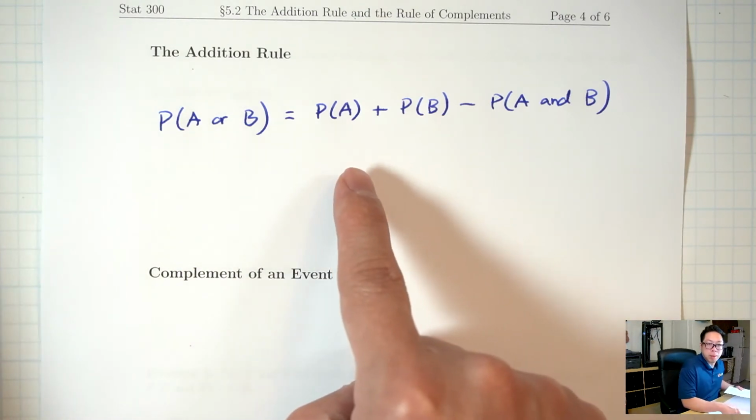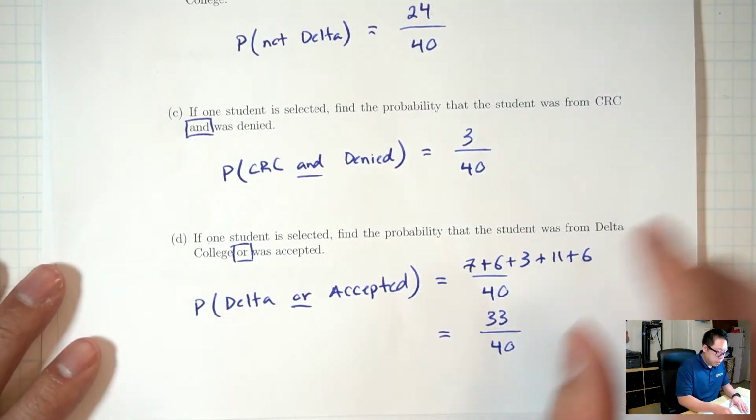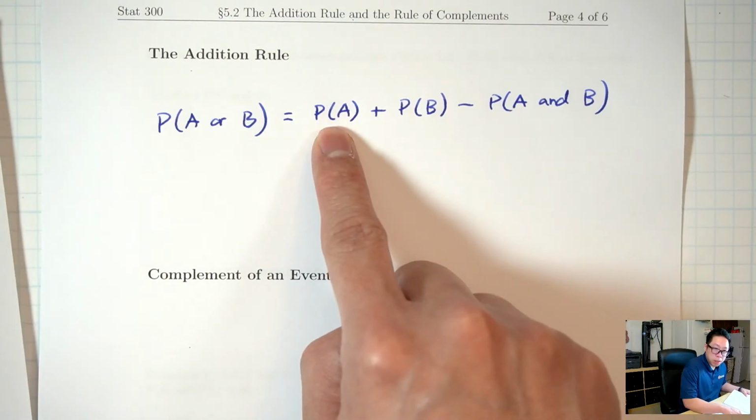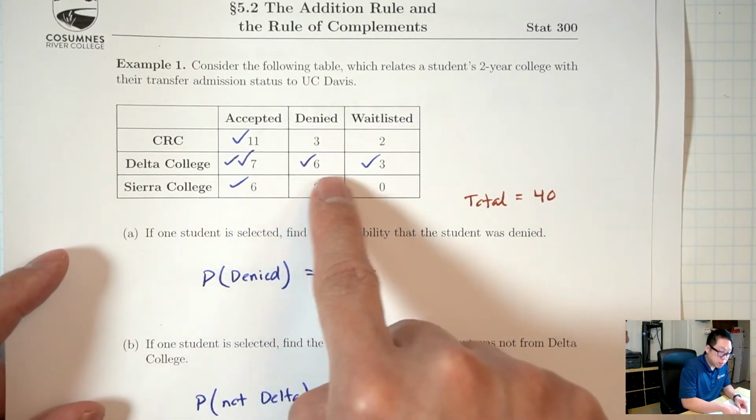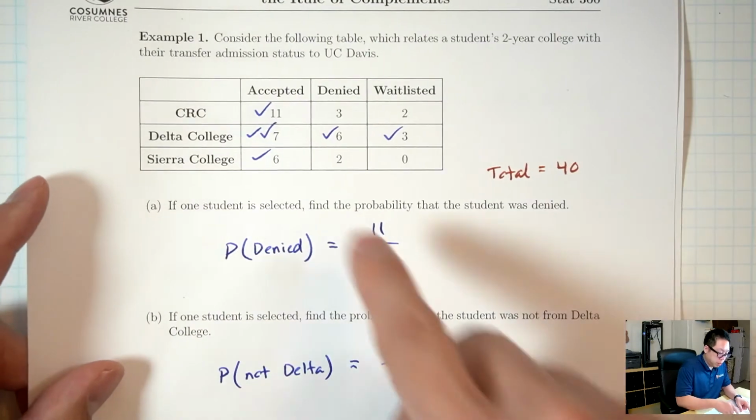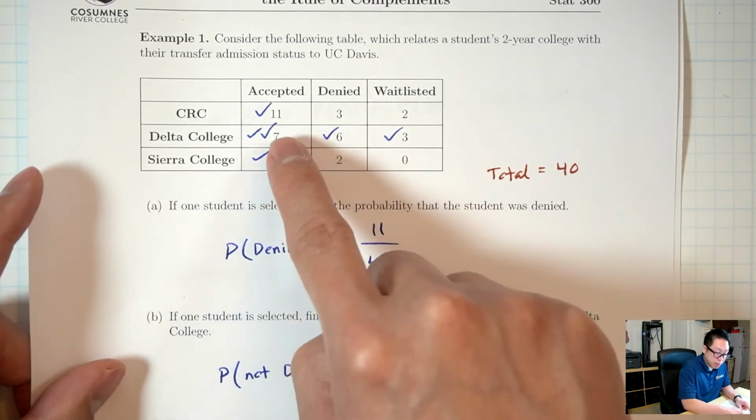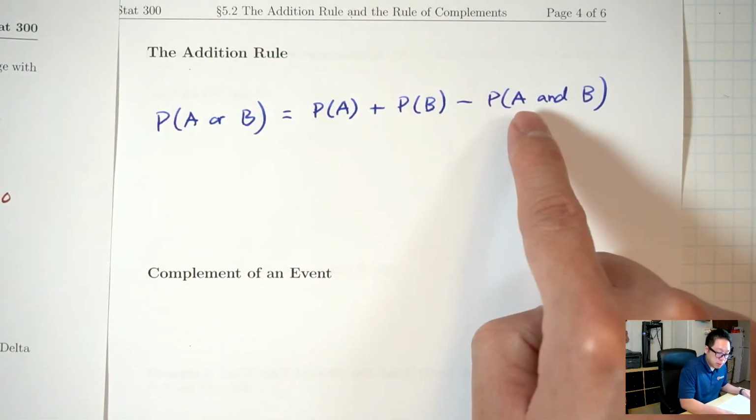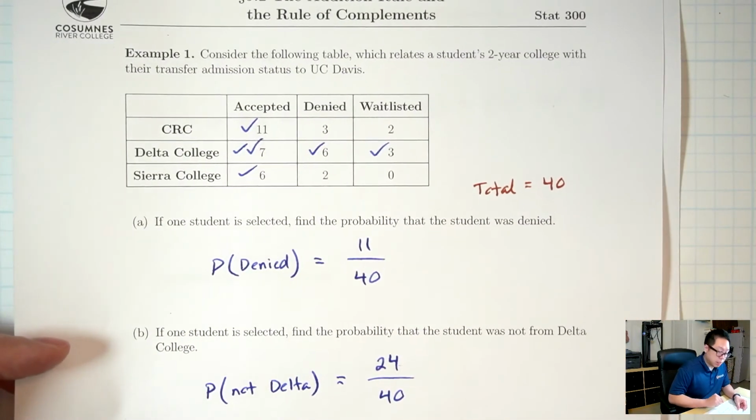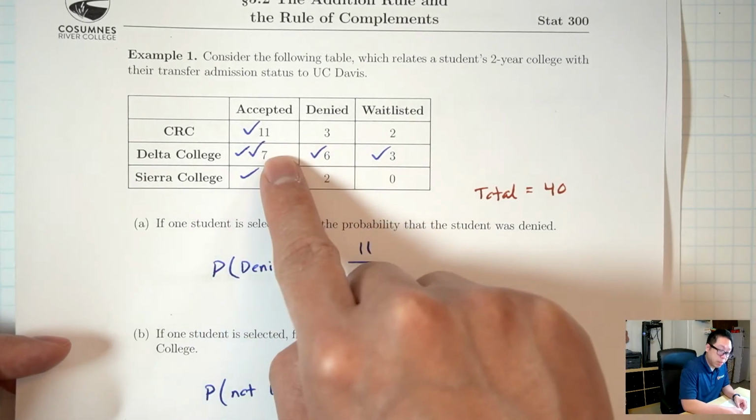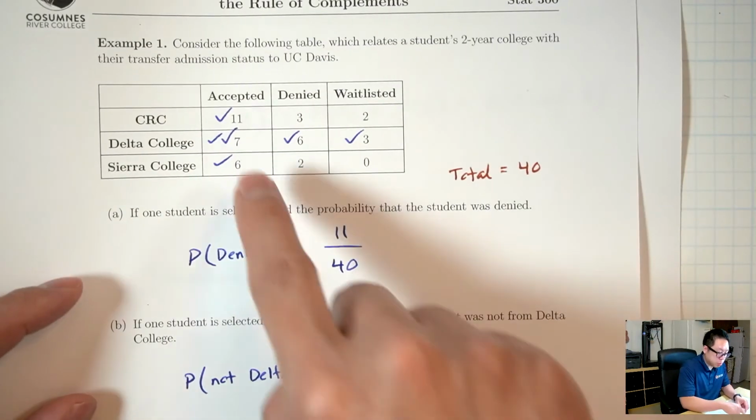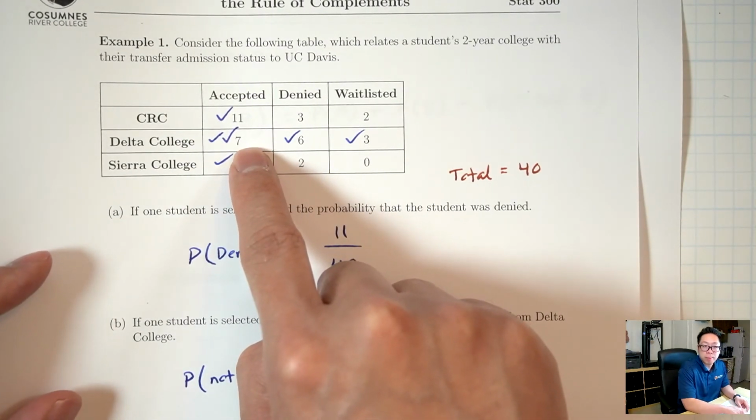But let me tell you where the formula comes from. The formula is telling you to find the probability of delta or accepted. It's telling you to take the delta numbers, which is the 7, 6, 3, plus take the accepted numbers, which is 11, 7, 6. Notice I said the 7 twice, and then subtract the "and" number. Delta and accepted is the 7, so subtract off the 7. That subtraction part is really just subtracting off one of those 7s that I counted twice.